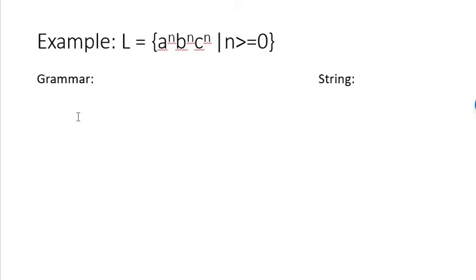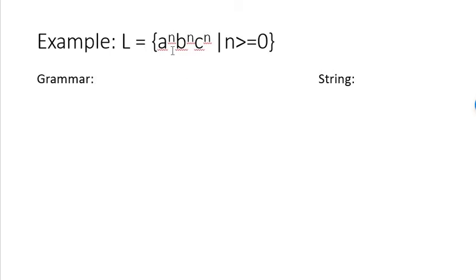Basically, why I'm using this approach: if in an exam any unseen or new language is given to you, then of course you have to apply this method, because on the first shot you cannot write the correct grammar of the given language if the language is totally new to you. So you have to apply this method. So let us learn. The language is a raised to n, b raised to n, c raised to n, such that n greater than or equal to 0.